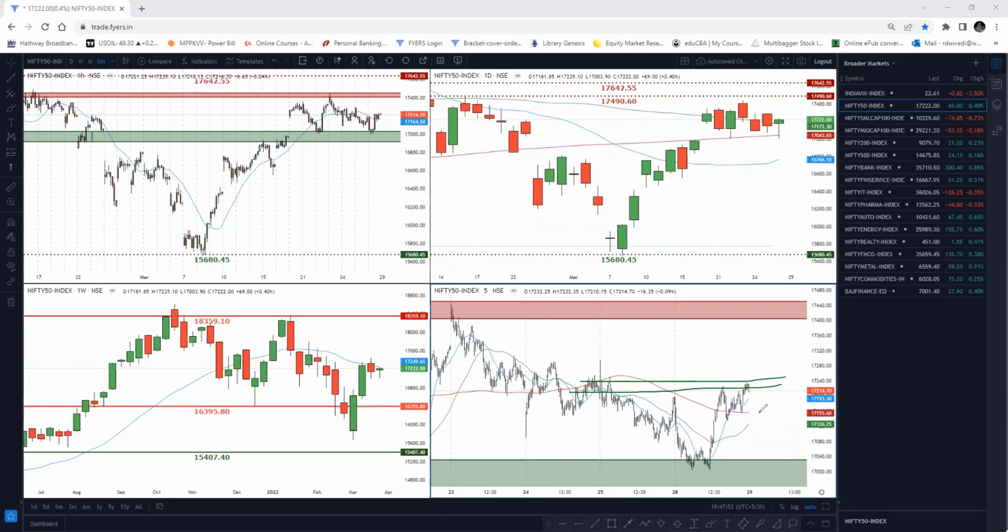Now there is a possibility that this market may pull back a little, because the averages are a little bit far apart from each other. Let me just again zoom it out.